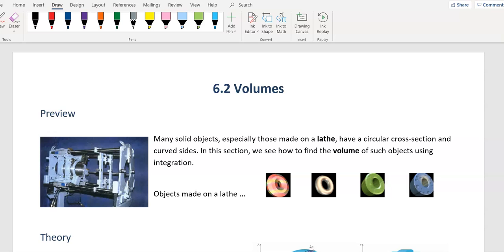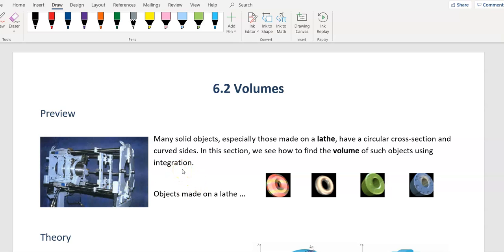So let's talk about volumes. Many solid objects, especially those made on a lathe, and a lathe is pictured here to the left, have circular cross sections and curved sides. In this section, we will see how to find the volume of such objects using integration.